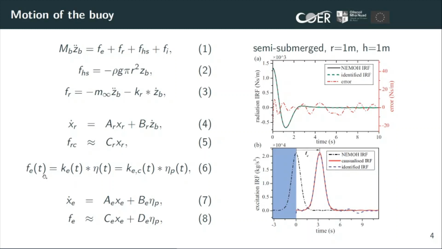The excitation force can be written as a convolution term of the Kernel function and the wave elevation. Unfortunately, the Kernel function is non-causal, and hence causalization and wave prediction are required. After that, we can use a state space model to approximate the excitation force.